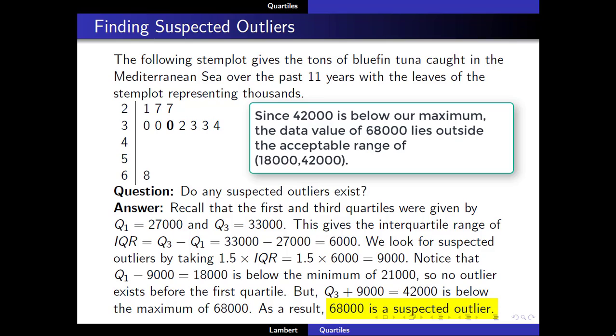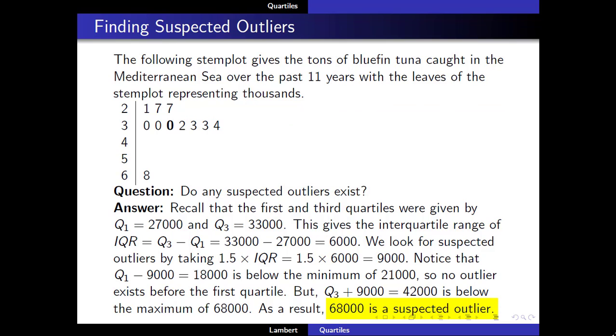And these are the reasons that we look at quartiles. They give us some information about the data set, and we can get an idea, not saying it's always correct, of what might be a suspected outlier.